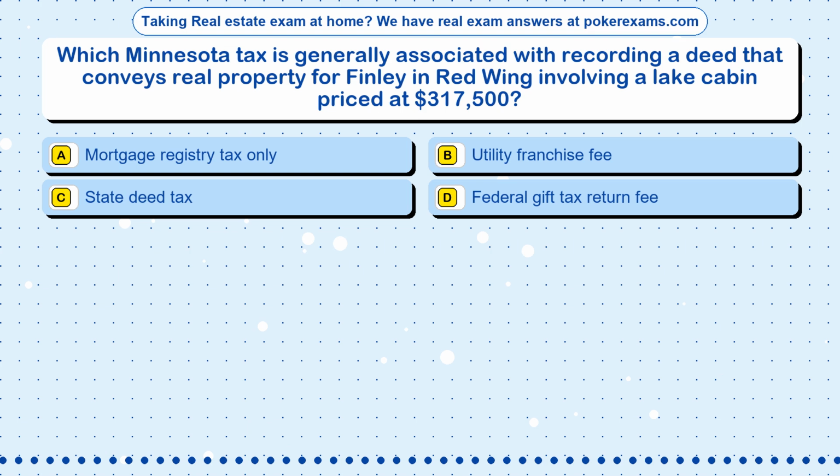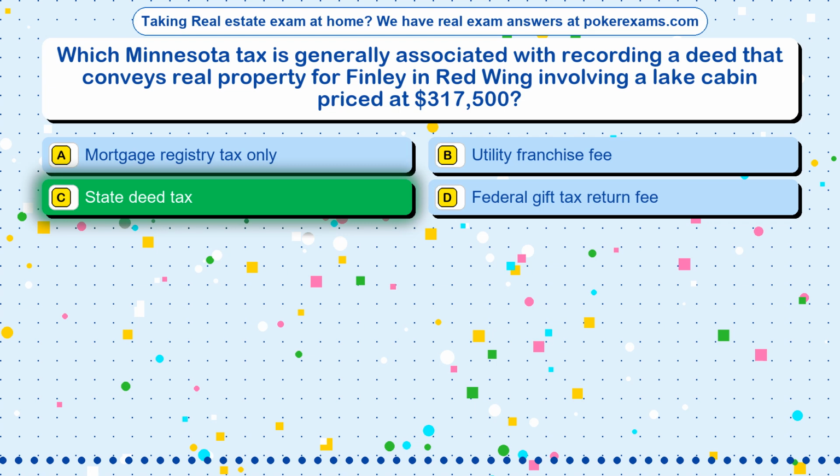Question 63. Which Minnesota tax is generally associated with recording a deed that conveys real property for Finley and Red Wing involving a lake cabin priced at $317,500? Option A. Mortgage registry tax only. Option B. Utility franchise fee. Option C. State deed tax. Option D. Federal gift tax return fee.